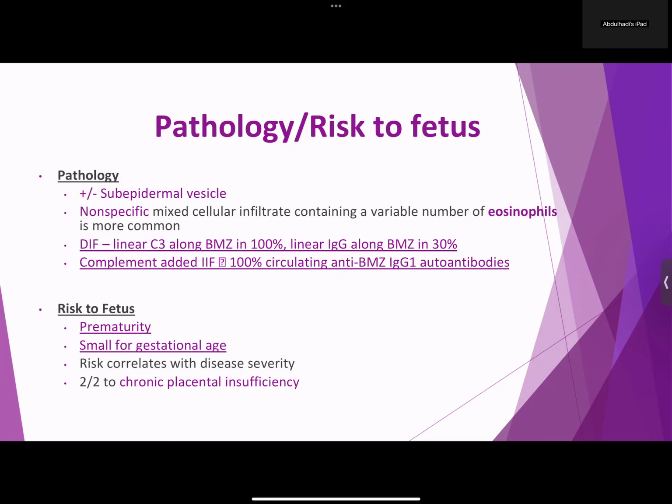And then the DIF is similar to bullous pemphigoid, where we have linear C3 on the basement membrane and IgG as well. So the baby premature, small for gestational age, and then the transient blisters as well in 10% of the babies.